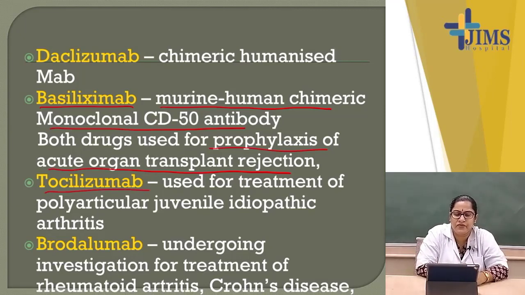Tocilizumab is used for the treatment of polyarticular juvenile idiopathic arthritis. Brodalumab is undergoing investigation for the treatment of rheumatoid arthritis and Crohn's disease.